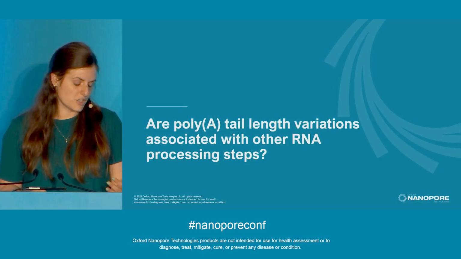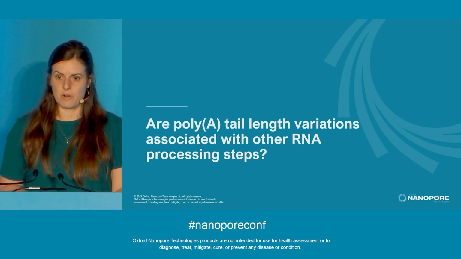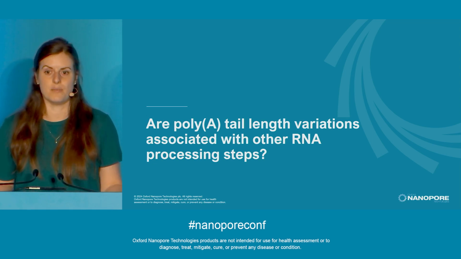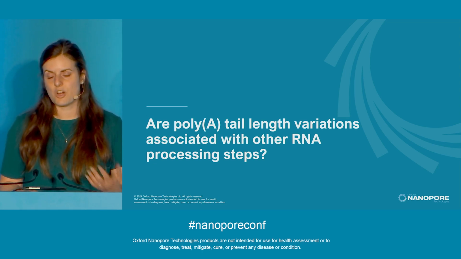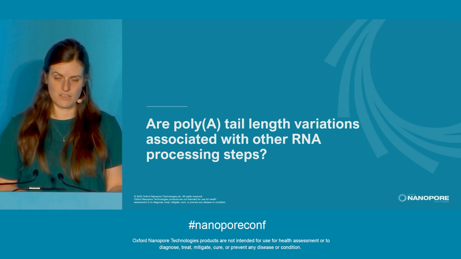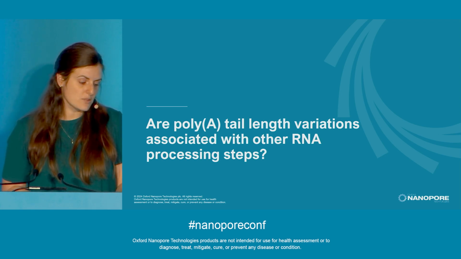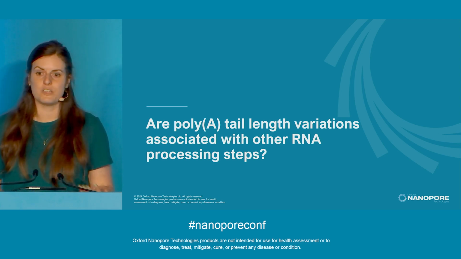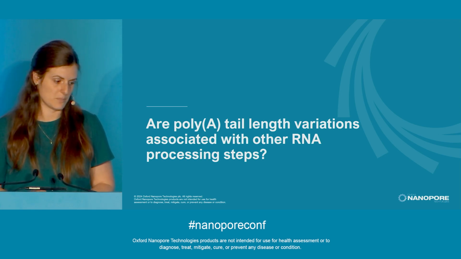And among those factors are possibly other RNA processing steps, because we know from several decades of study that each RNA processing step doesn't happen in a vacuum, but that they all influence each other, and that there's extensive mechanistic and physical coupling. So we asked whether poly-A tail length variations could be associated with other RNA processing steps.